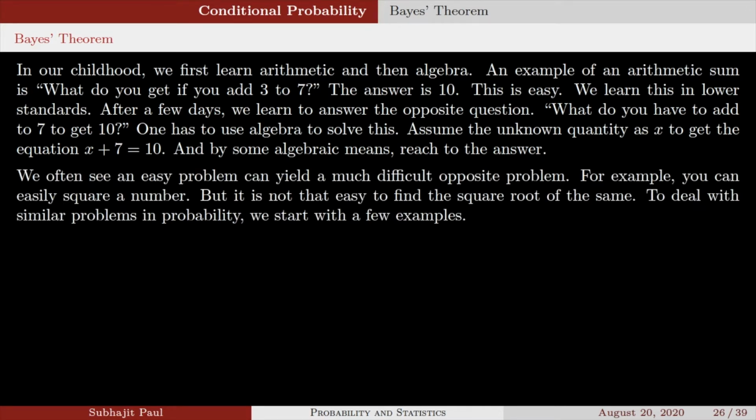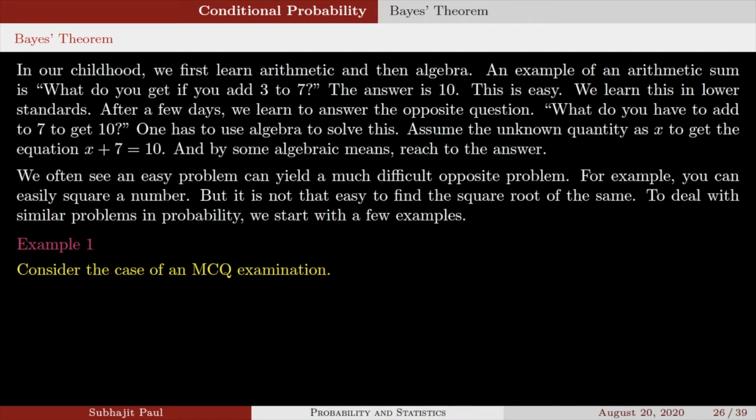We often see an easy problem can yield a much more difficult opposite problem. For example, you can easily square a number, but it is not that easy to find the square root of the same. To deal with similar problems in probability, we start with a few examples. Follow closely. This is very interesting.